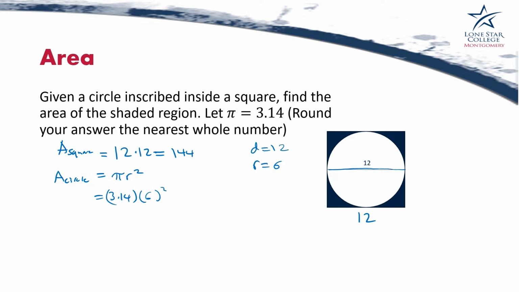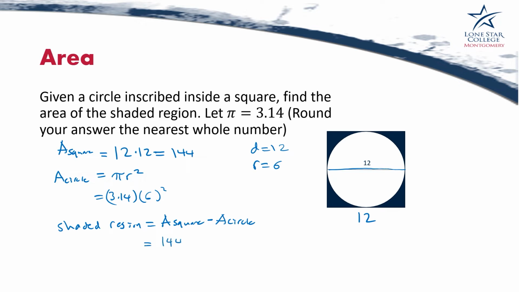Now to find the shaded region, what we do is we take the area of the square and we subtract away the area of the circle. So the shaded region would be the area of the square, because that's the larger area, subtracted by the smaller area, which would be the circle. So basically, you're taking that circle and removing it from the square, and you should be left with that navy blue shaded region.